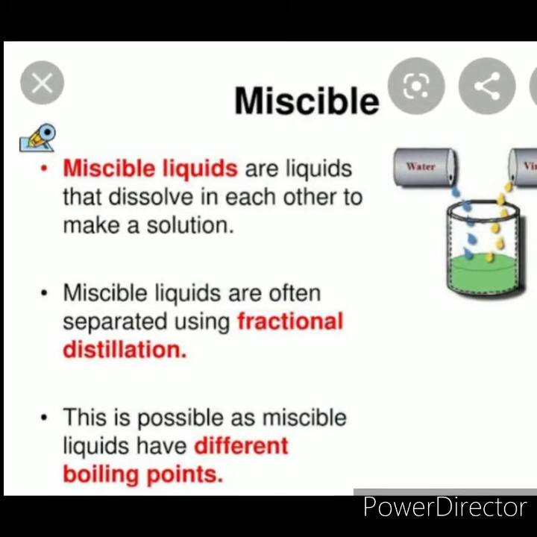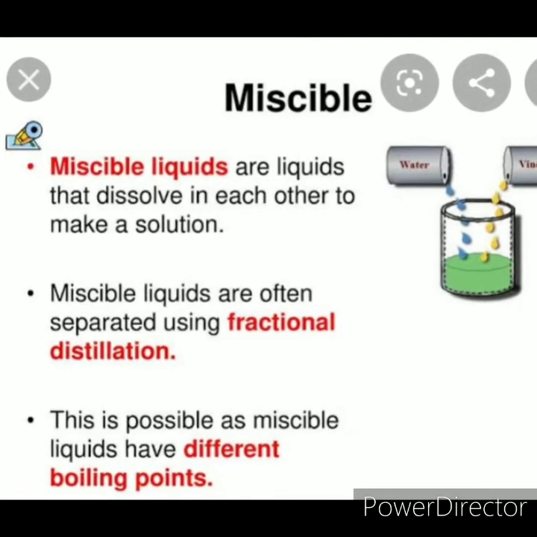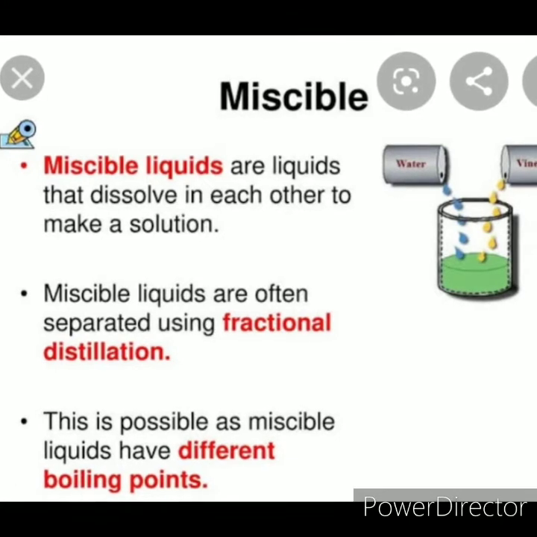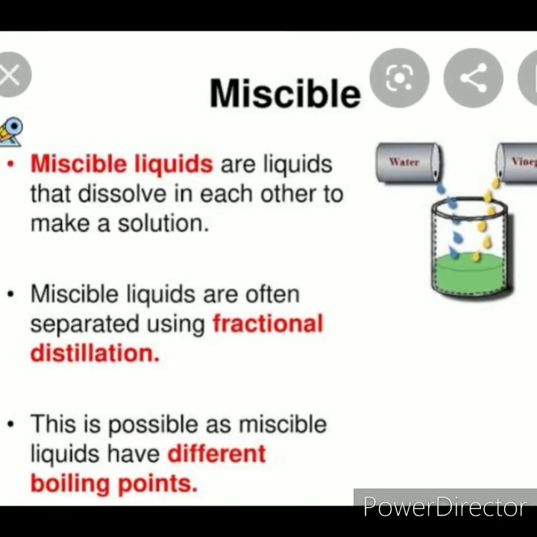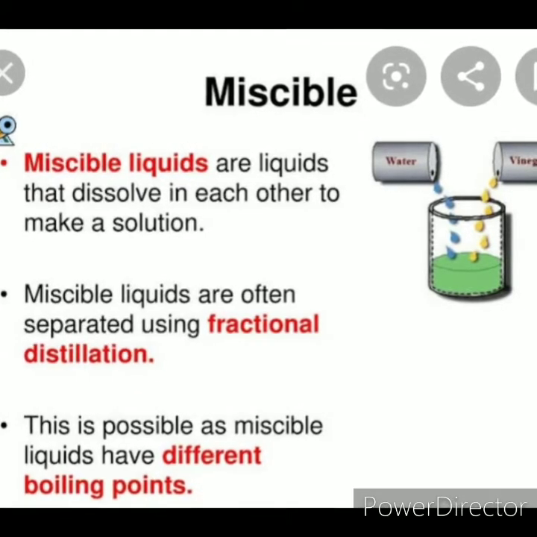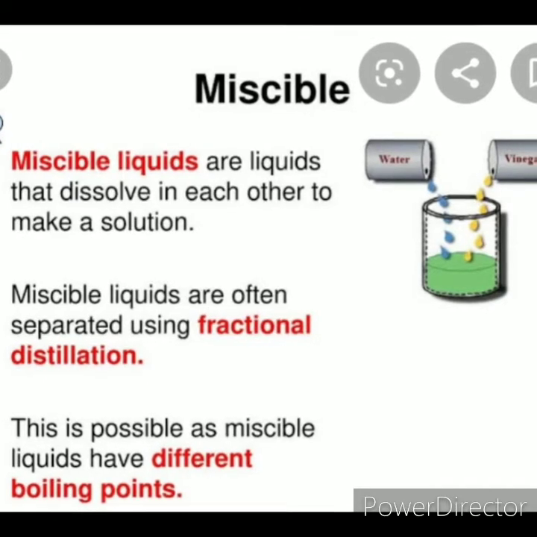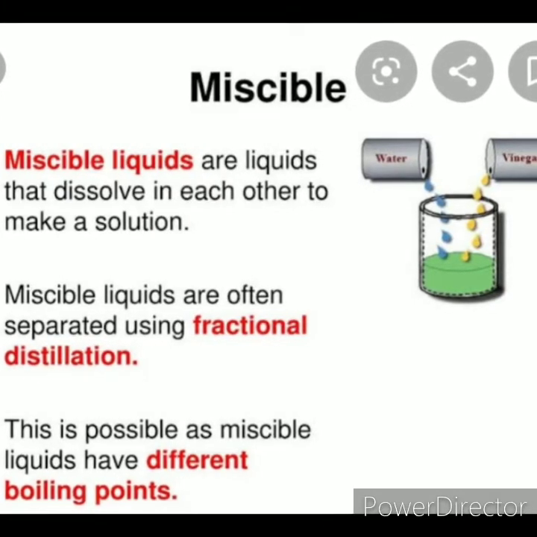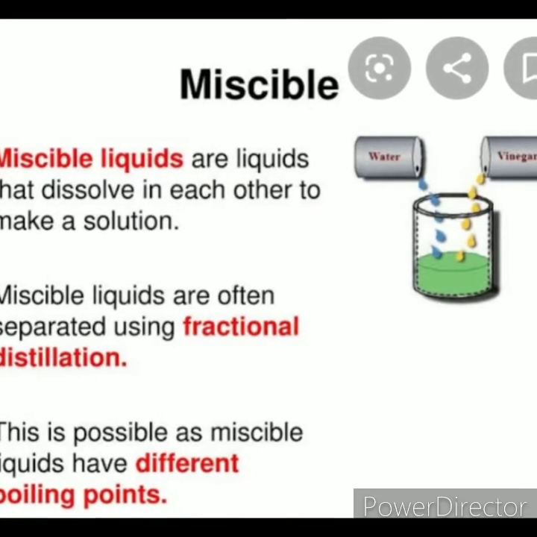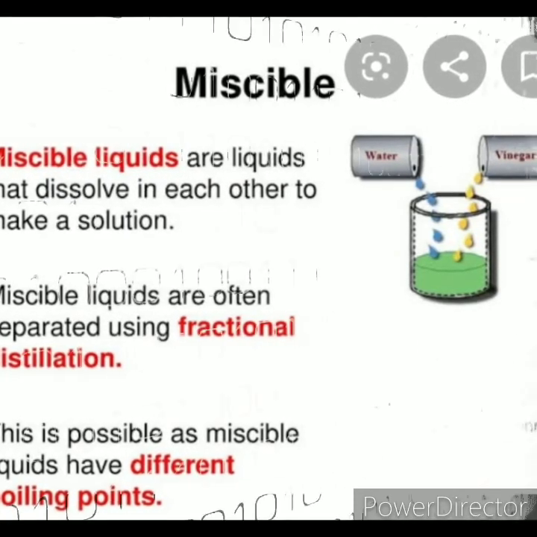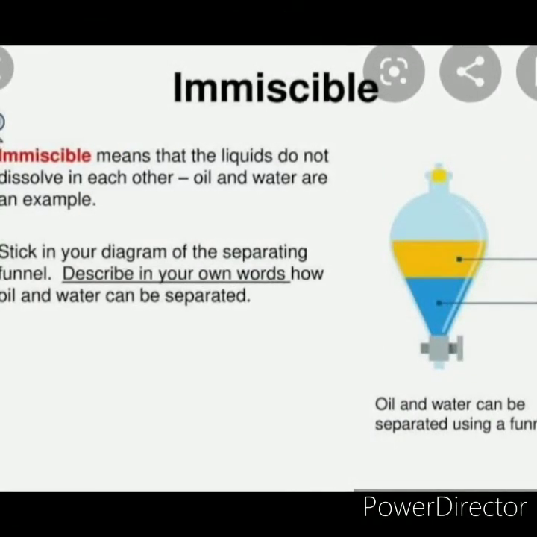Miscible liquids are also separated with the help of fractional distillation, because they are so easily mixed, and they have different boiling points. So they are separated with the help of fractional distillation, because both the liquids which are mixed together have different boiling points. So students, miscible liquids, is it clear to all of you? If you have any queries, please just let me know.